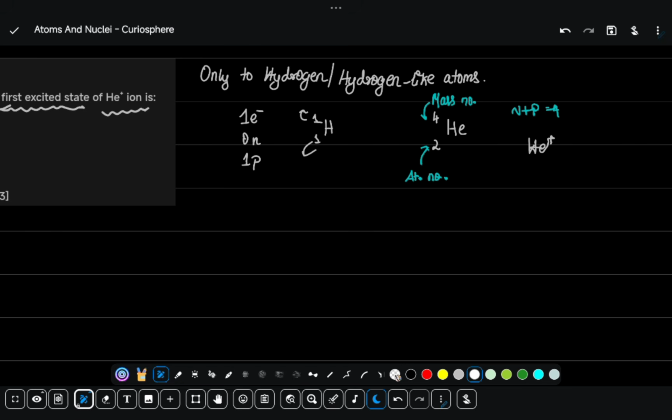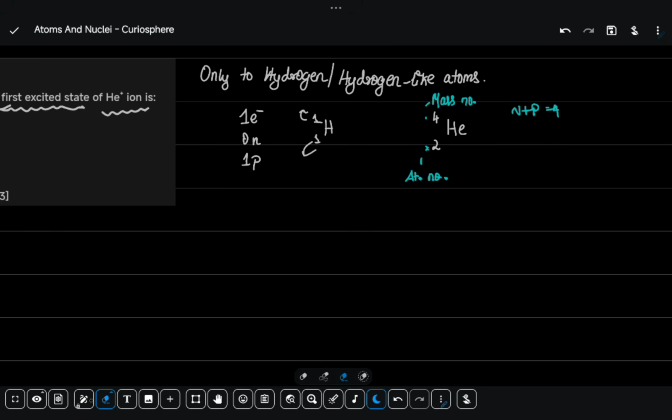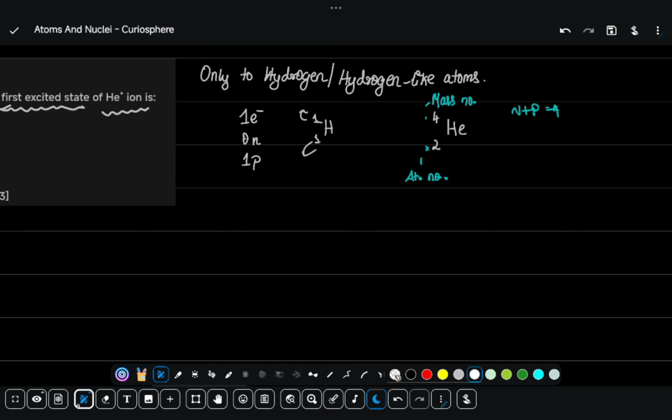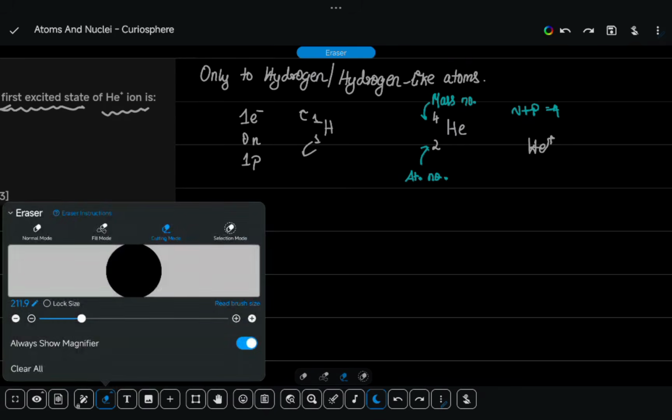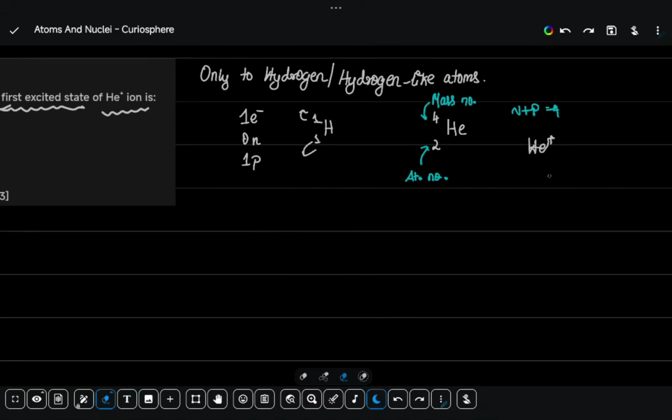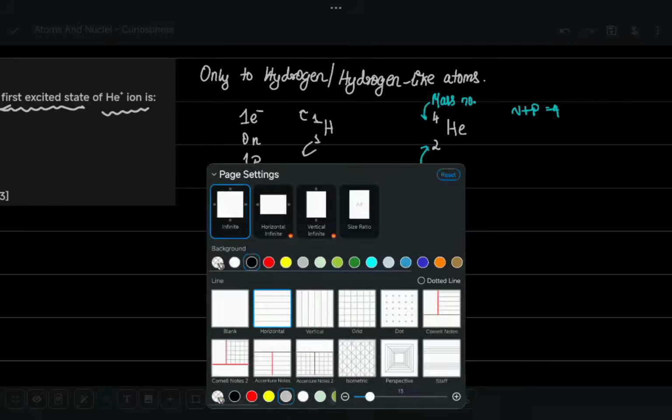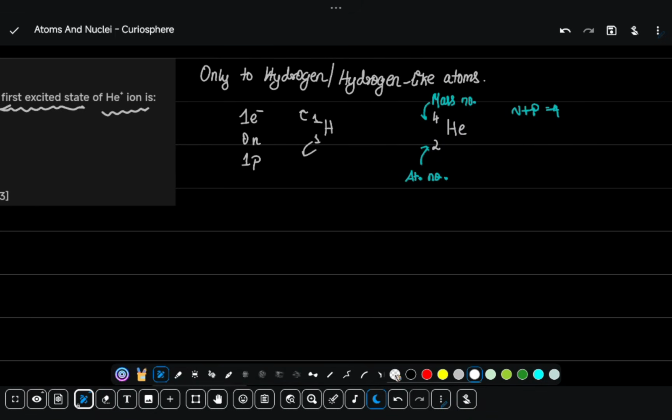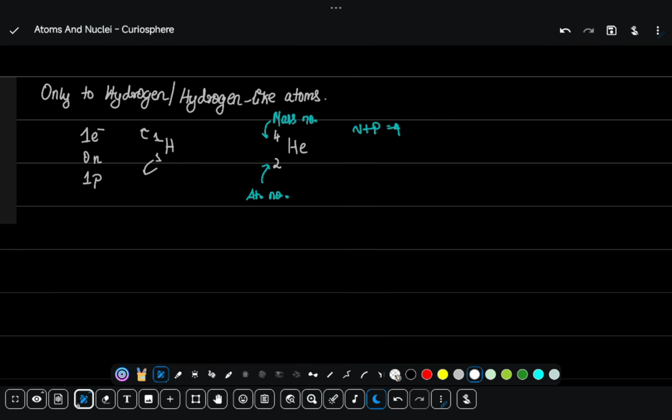helium plus, when a charge comes over an atom, what does it mean actually? It means it has lost a negative charge. It has lost an electron. Basically in a normal atom, the number of protons is equal to the number of electrons. So however much positive charge is there, there is an equal amount of negative charge. So normally an atom is neutral.